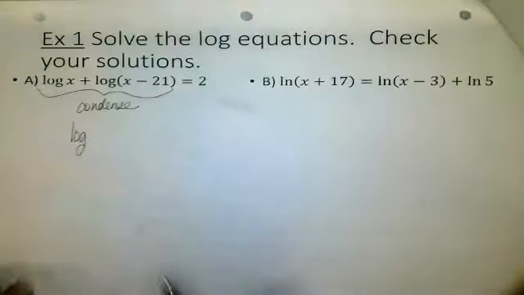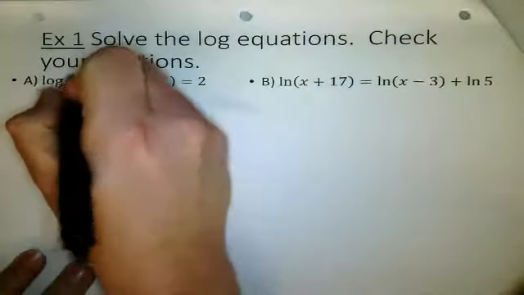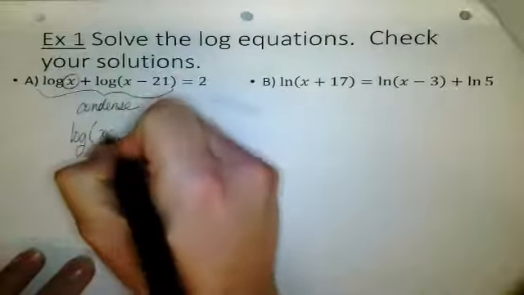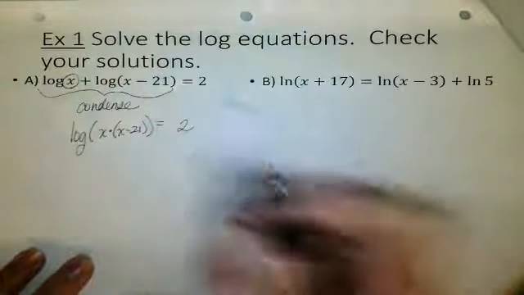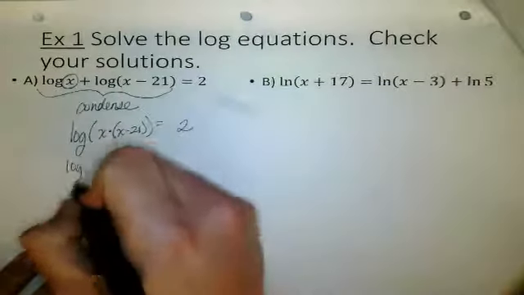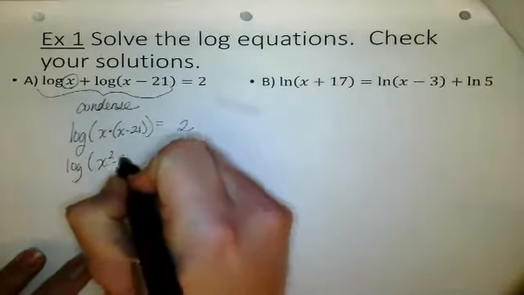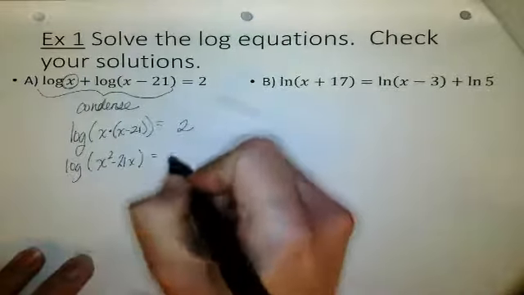So what property allowed us to add the logs? Product property. Yeah, the product property. We get to multiply x times the x minus 21, which would give us x squared minus 21x in the argument there.